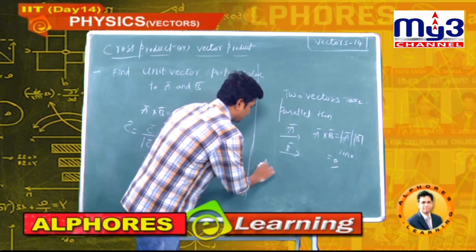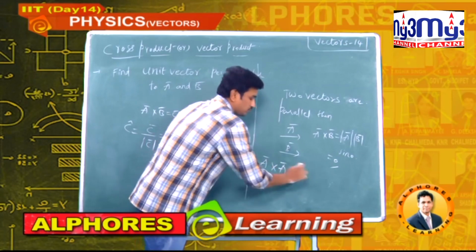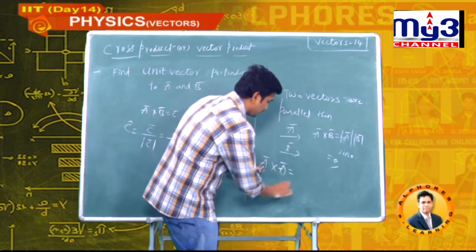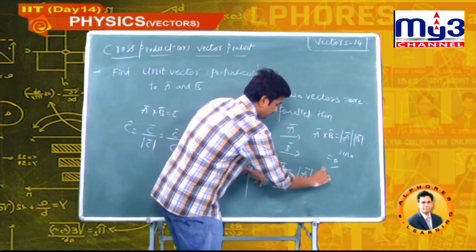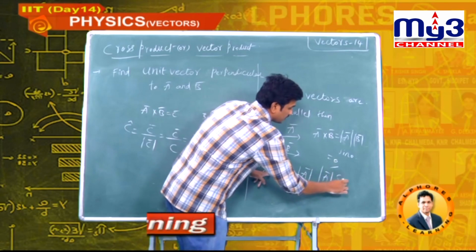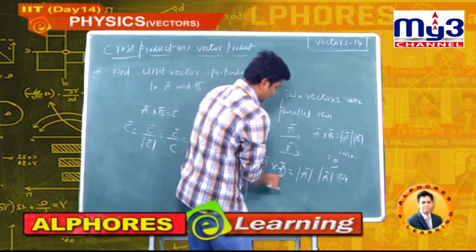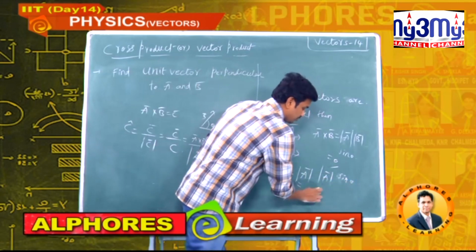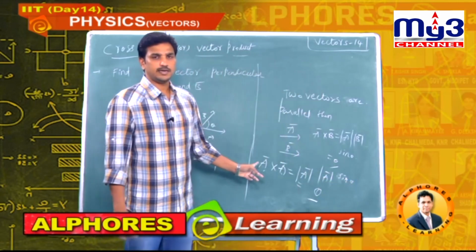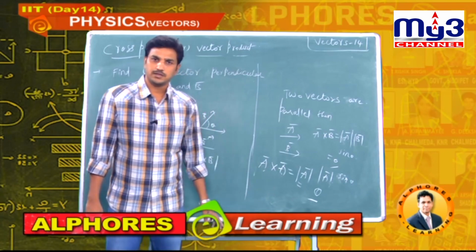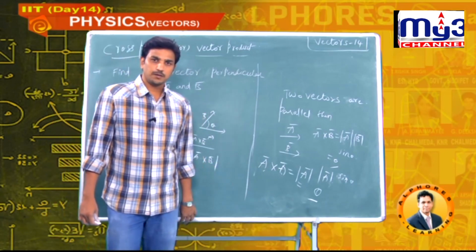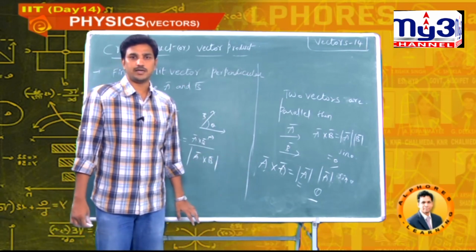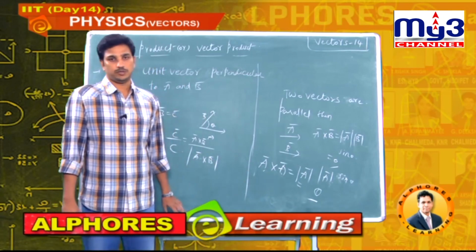What about A bar cross A bar? Same, the cross product is 0. Mod A bar, mod A bar, sine of the angle: both are parallel, angle 0, sine 0, so 0. Same vector cross product is 0: A cross A is 0, B cross B is 0, C cross C is 0, P cross P is 0, Q cross Q is 0.